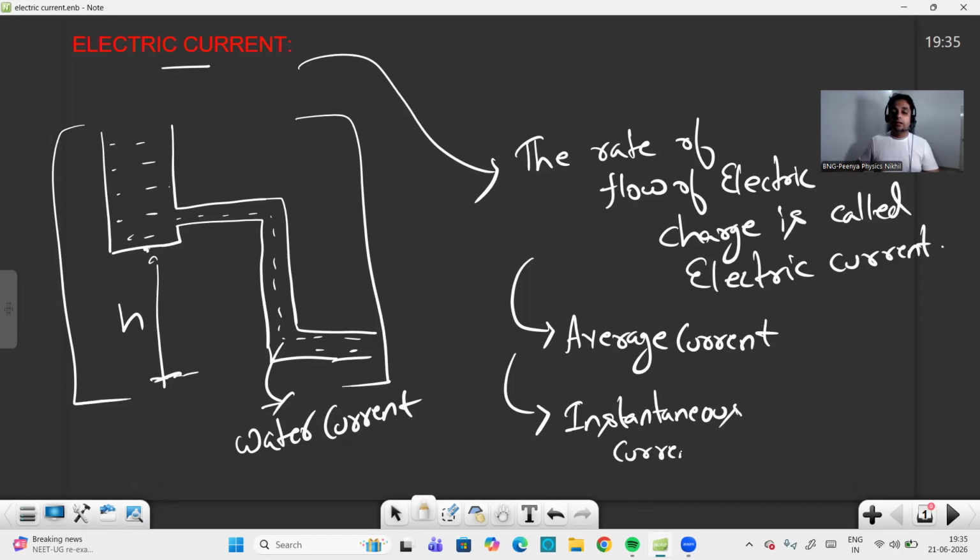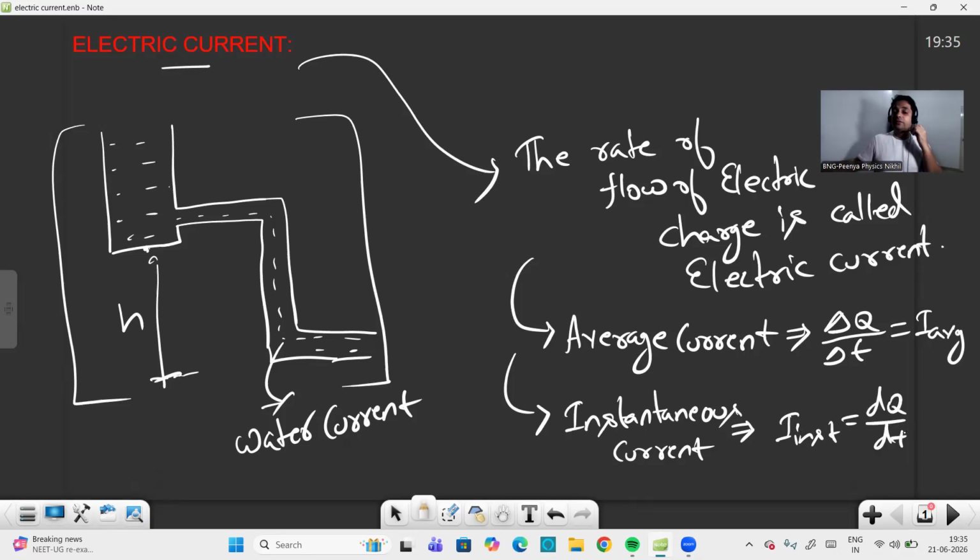For average current, we say it is the rate of flow of electric charge over the total duration. For example, if delta Q charge flows from one point to another in delta T time, then delta Q by delta T is the average current. And for instantaneous current, at a particular instant, how much charge is flowing in a conductor, that is the instantaneous current. So we can say instantaneous current is dq by dt. Correct? This is the basic difference between average current and instantaneous current.